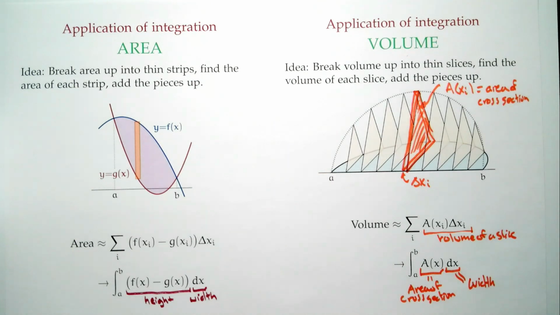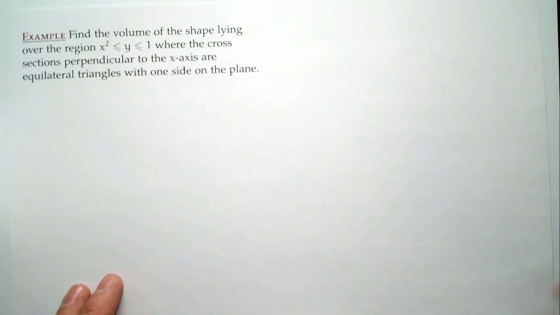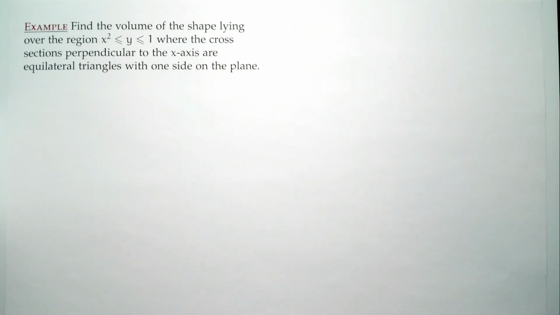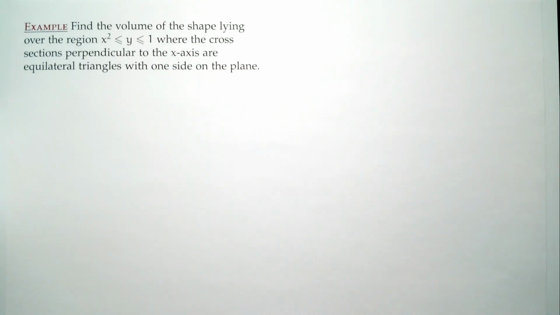So let's try a problem. Find the volume of the shape lying over the region x squared less than or equal to y less than or equal to 1, where the cross-sections perpendicular to the x-axis are equilateral triangles with one side on the plane. Now, if you're trying to visualize what that could possibly look like, it's not too far off from what this picture is doing right here. But we'll go into it and try to reconstruct it from the description here.